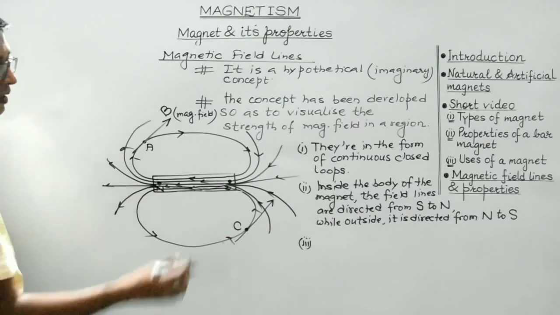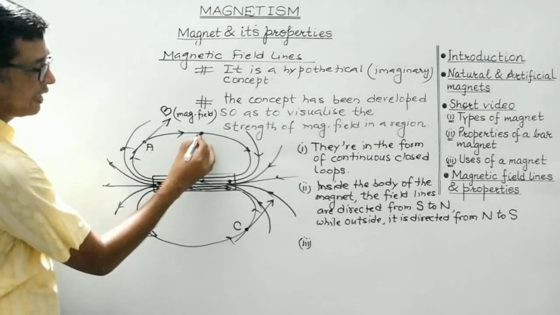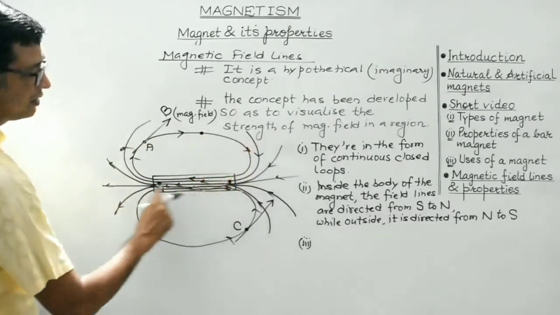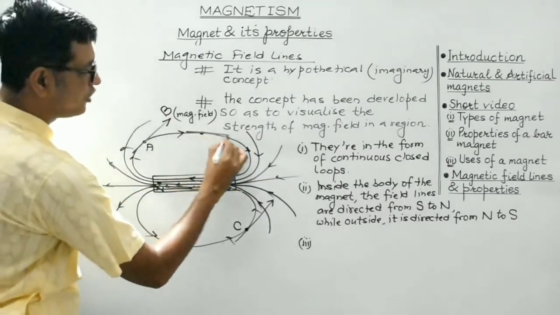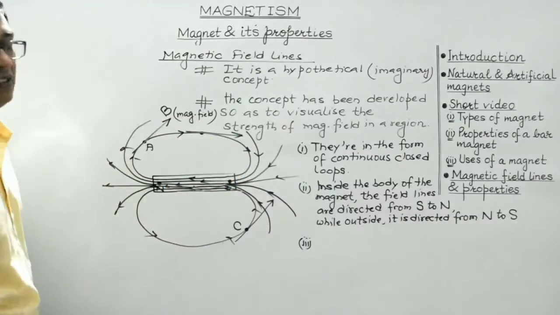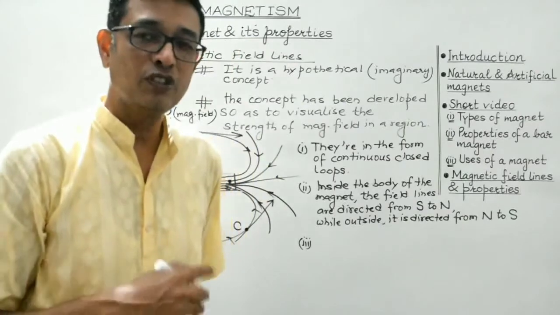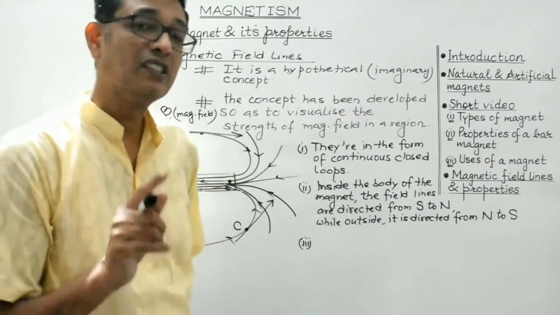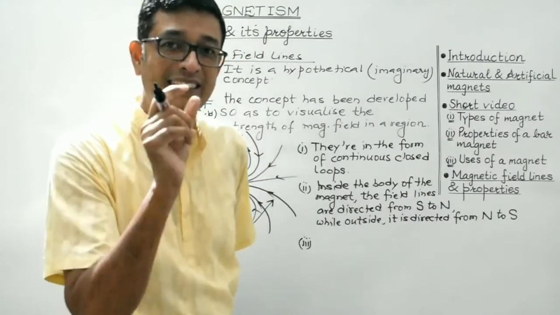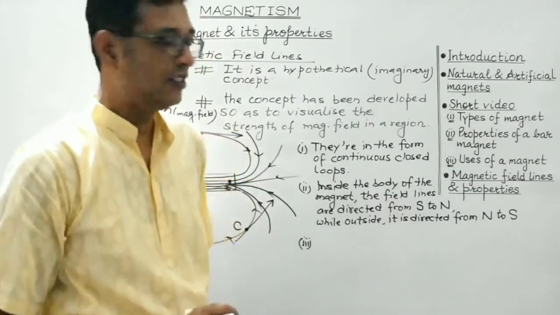Clear? At this point, students, the direction of the magnetic field, again, is like this. So at this point, you will draw a tangent like this. So the third, very important property is that the direction of the magnetic field at a point is given by drawing a tangent at that particular point, right?